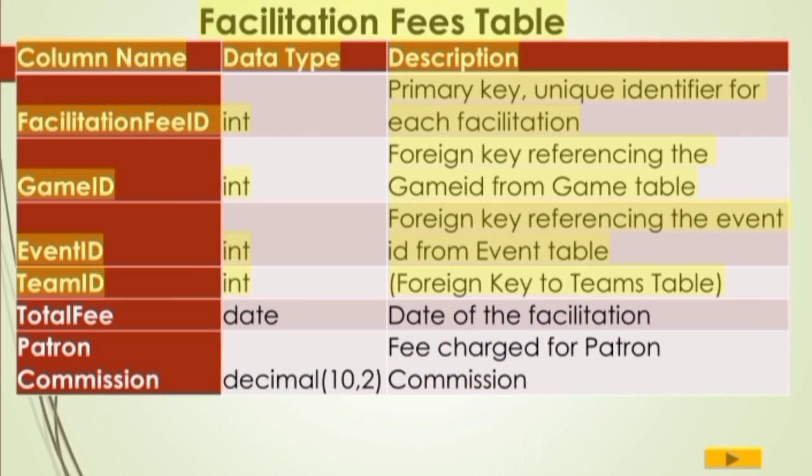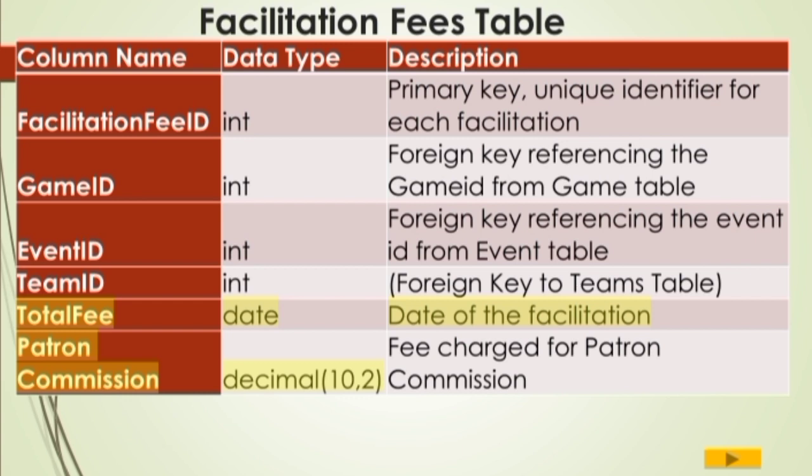Facilitation fees table. Column name, data type, description. facilitation fee ID, int, primary key, unique identifier for each facilitation. Game ID, int, foreign key referencing the game id from game table. Event ID, int, foreign key referencing the event id from event table. Team ID, int, foreign key to teams table. Total fee, date, date of the facilitation. patron commission, decimal 10,2, fee charged for patron commission.